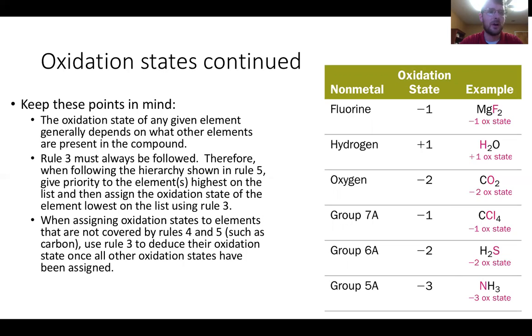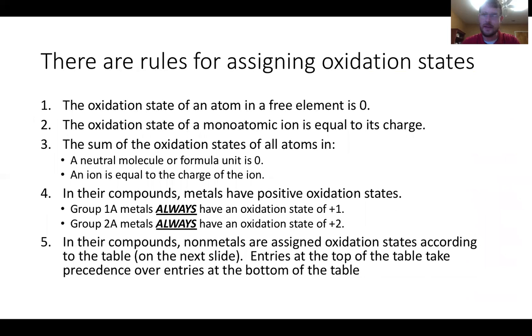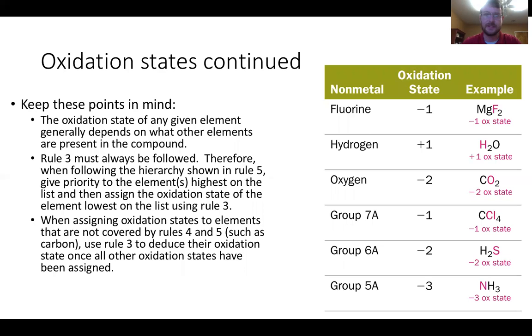Rule number 3 must always be followed. Rule number 3, remember, is that whatever the charge was, if it's neutral, it's 0. If it's not, if it's an ion, then that's the total charge, and that'll determine. When assigning oxidation states to elements that are not covered by rules number 4 and 5, such as carbon, right? Carbon's not in there. We just look at the total charge and predict what their oxidation state is based on other things that we know for a fact, and those that are preceding.